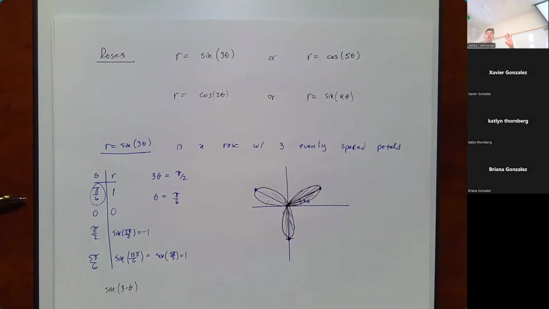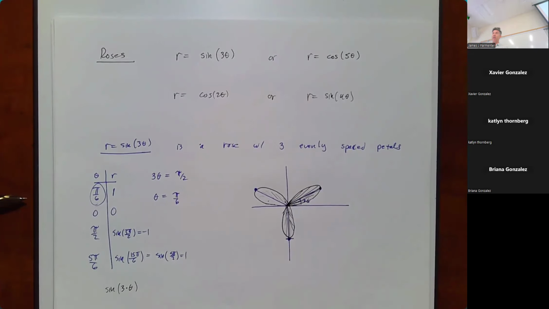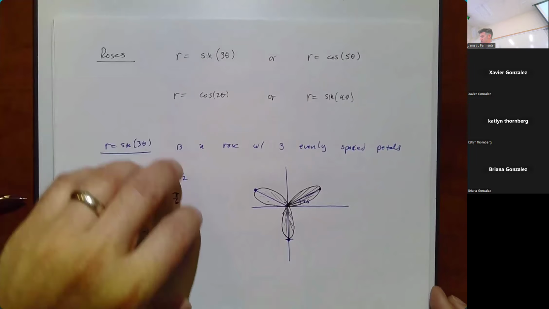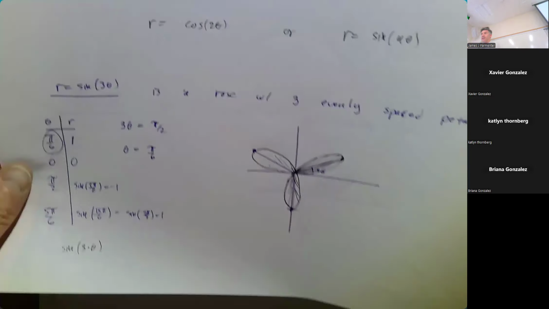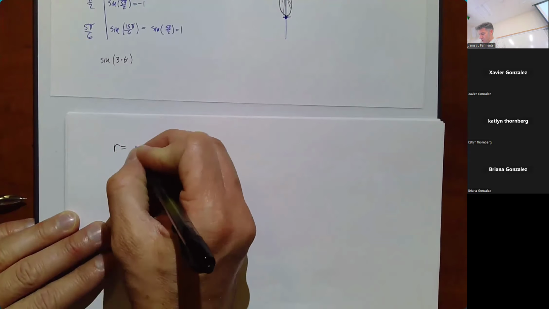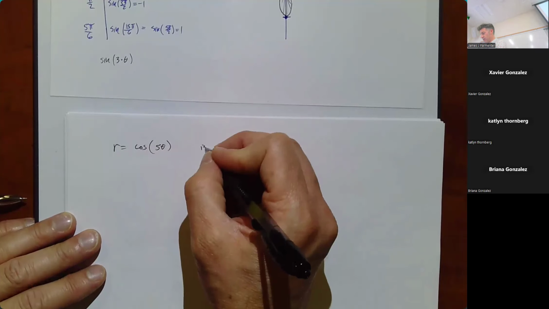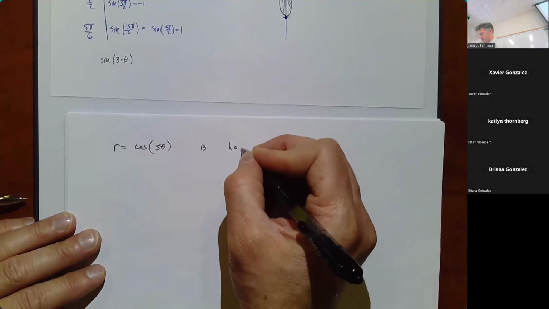So sine of 3 theta, the way I would actually graph it, I know I've done a little bit more work here than I would actually do in real life, is you identify which axis one of the petals lives on, and then the other petals are equally spaced apart from that. If I wanted to graph, and it's always more challenging when it's more than 3, r equal to cosine of 5 theta, it is going to have 5 petals.